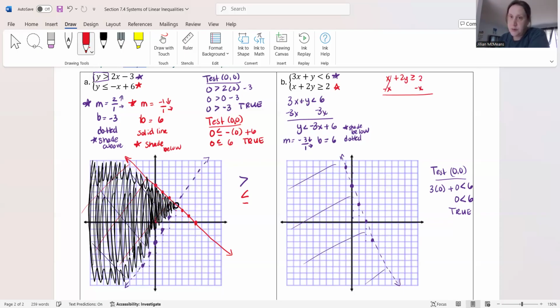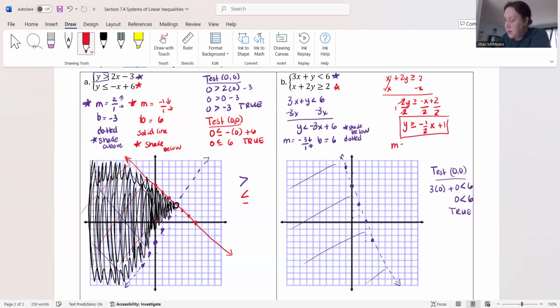X minus itself is just 0, so I'm left with 2y is greater than or equal to negative x plus 2. I need to undo the multiplication of 2 and y. We do that with division. We're dividing everything by positive 2, so we don't have to reverse an inequality symbol. 2 divided by itself is 1, so I get y is greater than or equal to negative x over 2, which is negative 1/2 x, and then 2 over 2 is just 1. So this is what I'm really graphing.